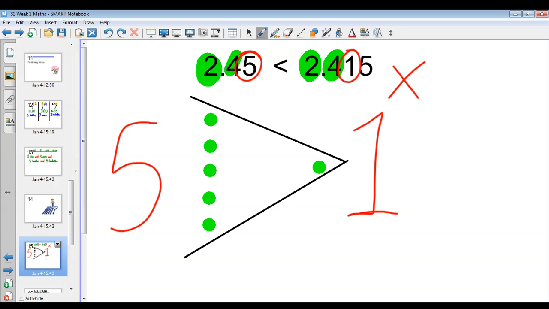Your work in your online learning today involves comparing decimal numbers by size, filling in some gaps. You can always come back to this video because it will help you to do your work.